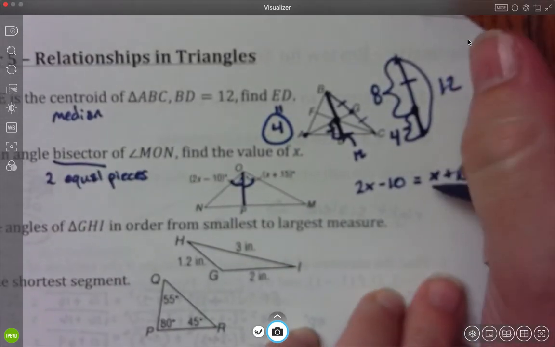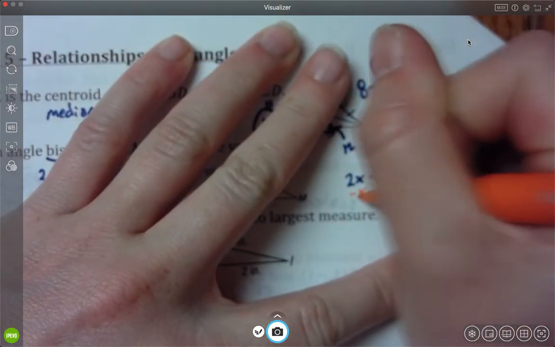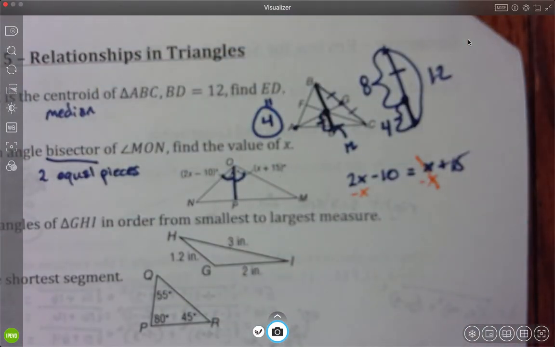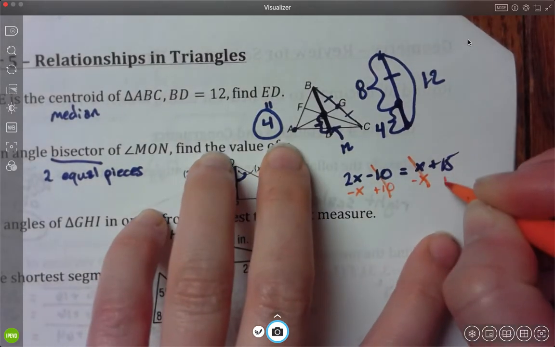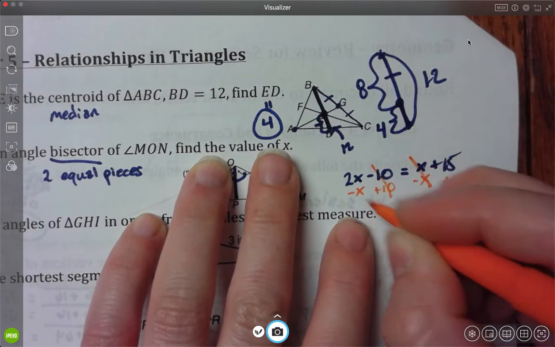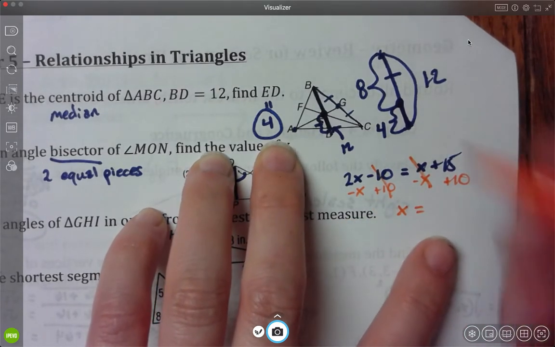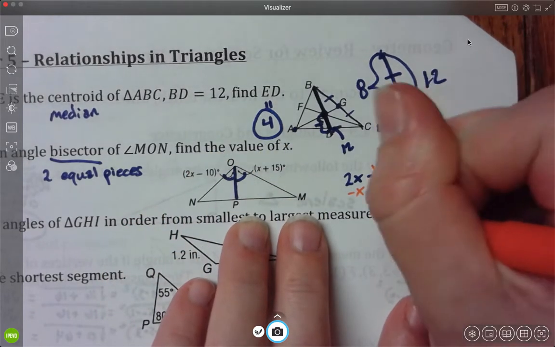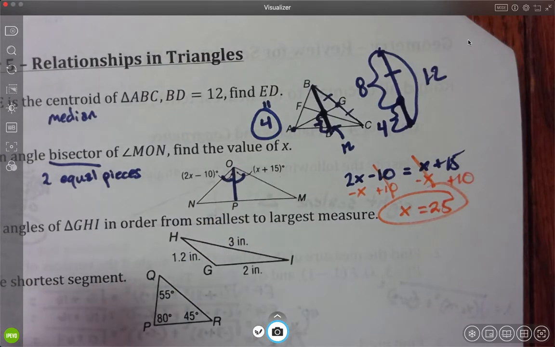So first, let's subtract the x to the other side. He's gone there. And at the same time, I'm going to add the 10 over. So I will have 2x minus x is just x equals 15 plus 10 makes 25. The question says find the value of x, so we don't have to plug anything back in. So x is 25, and that is it.